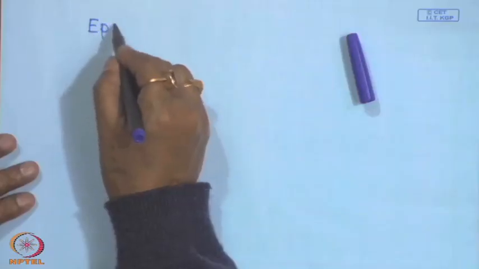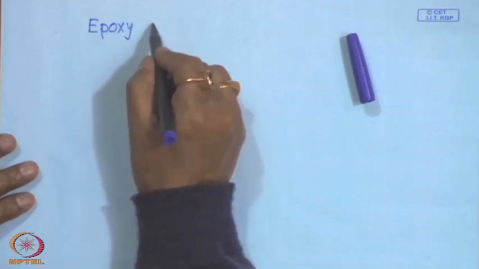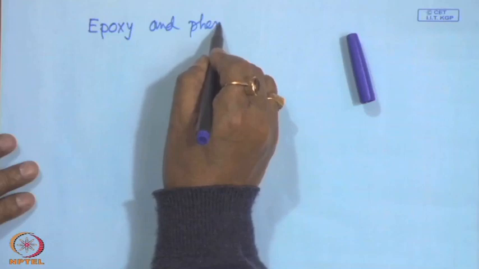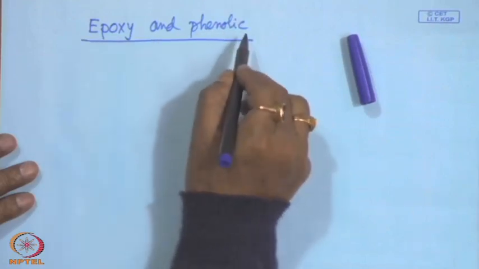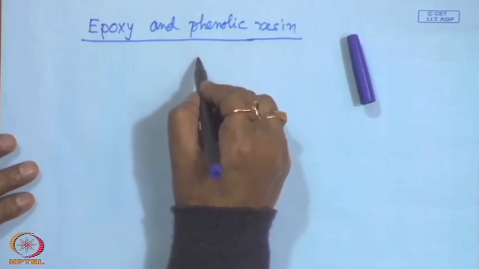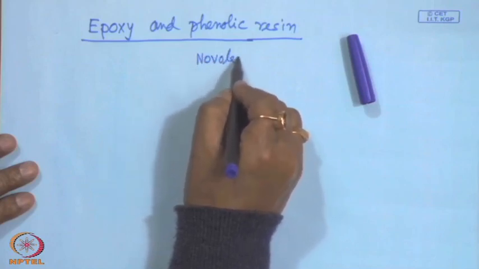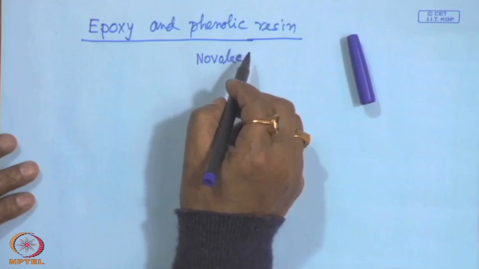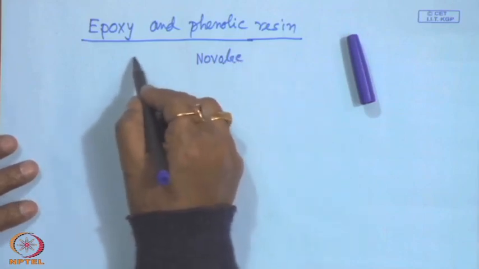In the last lecture, I was discussing the multifunctional epoxy resin as a matrix resin for composites. I discussed the combination of epoxy and phenolic resin. From the suitability point of view, Novolac grade phenolic resin was used with epoxy.